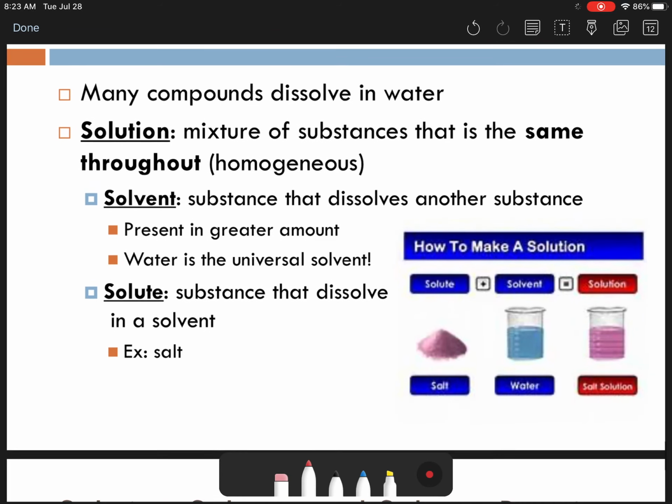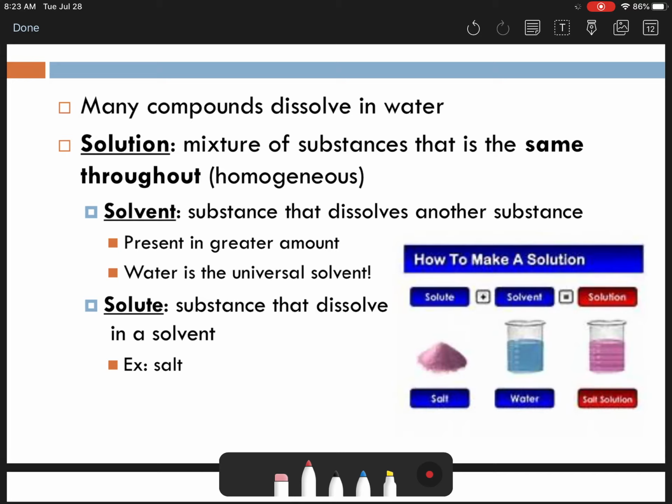So what happens here, then, when we look at compounds dissolved in water, we have what's called a solution. That's a mixture of substances that is the same throughout. In other words, we call it homogeneous. Homo means the same. Okay, so if it's the same throughout, that's a solution. It's made up of two parts. One part is the solvent. That's the part that dissolves another substance. It's present in the greater amount, and water is the universal solvent. So almost always water is acting as the solvent.